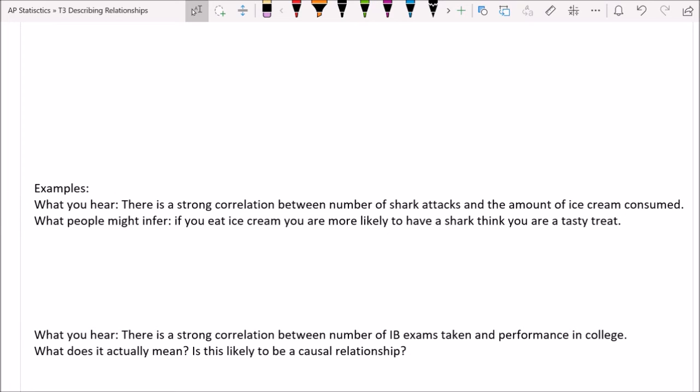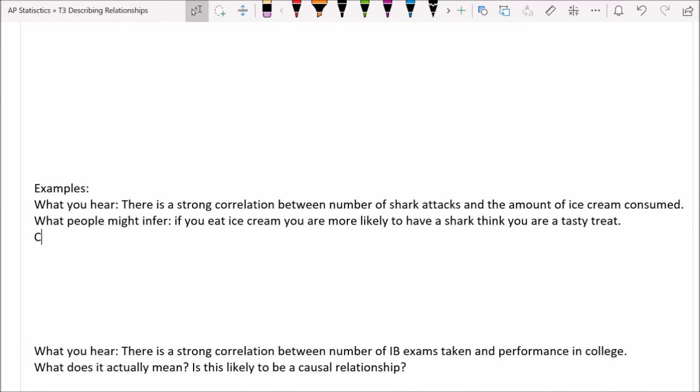So sometimes people will hear that, and they'll say, oh, when we're eating a lot of ice cream, we're more likely to get attacked by sharks. And so that probably means that sharks know we were eating ice cream and they like ice cream, so they're going to eat us. So what we could do is just not eat ice cream and we'll be less likely to get attacked by a shark. No. No.